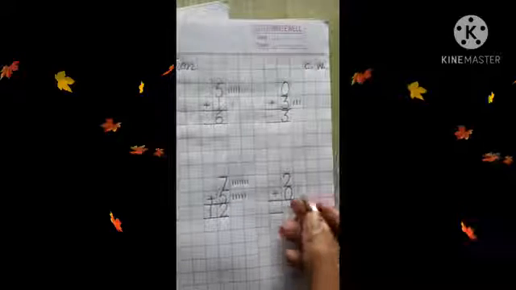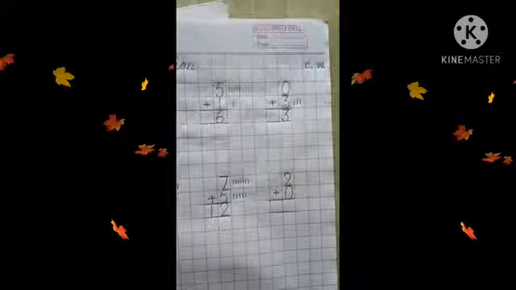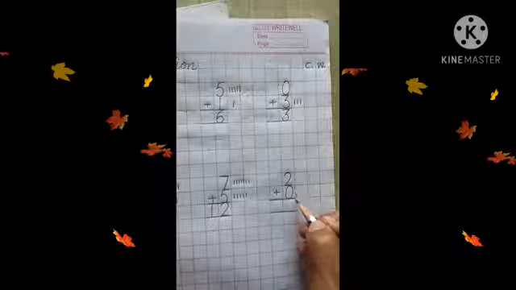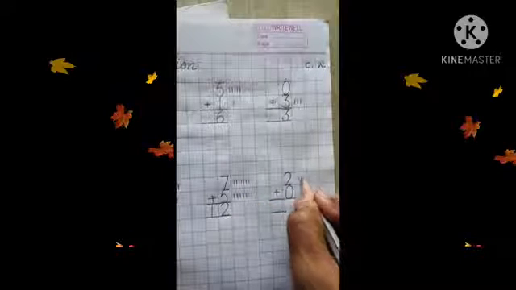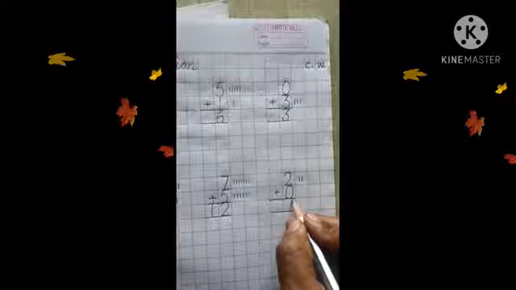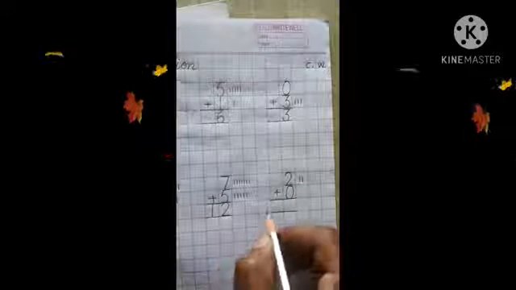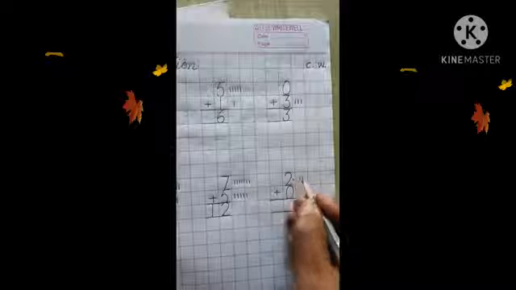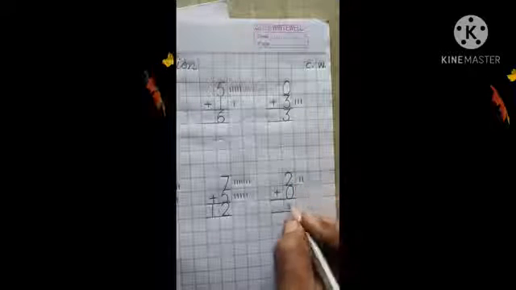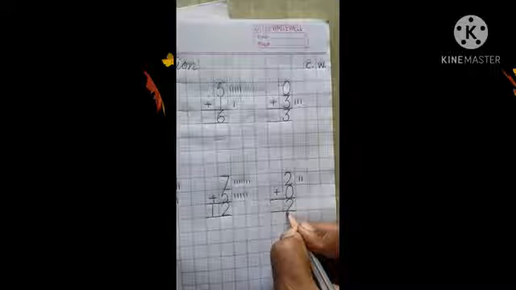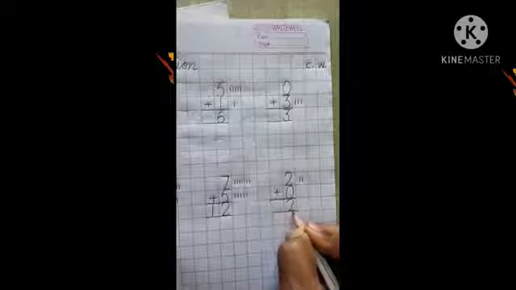Now see, in this sum you will add 2 and 0. Okay, so here also you will draw 2 lines for 2, and for 0 we will not draw any line. And now see how many lines you are getting? Only 2. So the answer will be 2, like this.